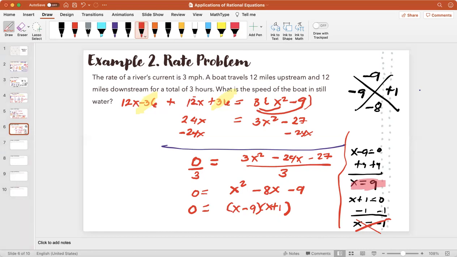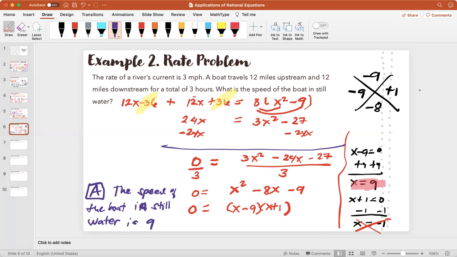So in this case, we can now write here the speed of the boat in still water. The speed of the boat in still water is 9. Remember that the rate of the river is in miles per hour. So this must also be miles per hour. So the speed of the boat in still water is 9 miles per hour.